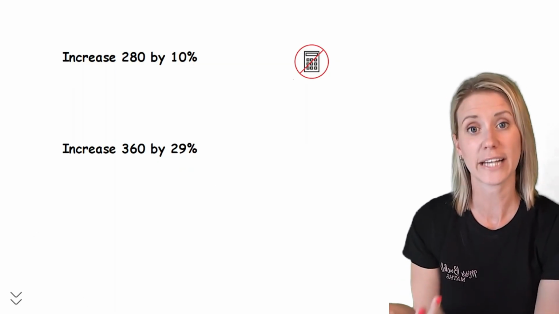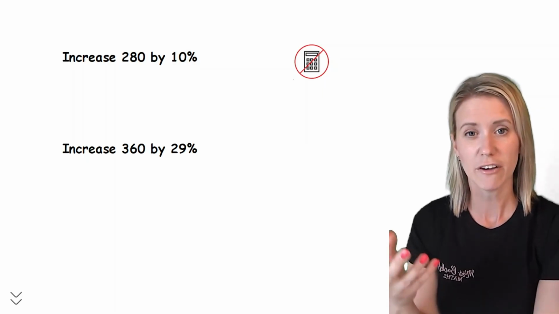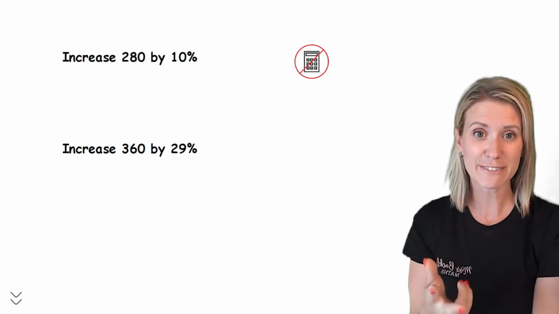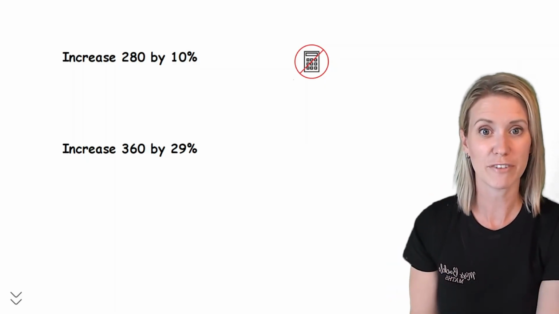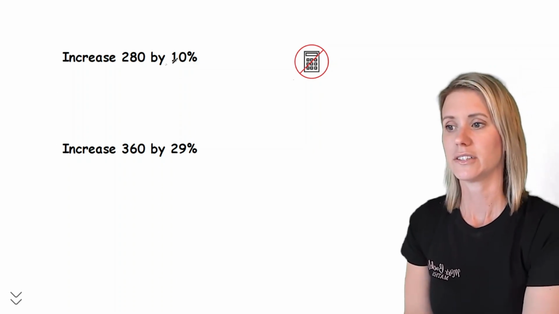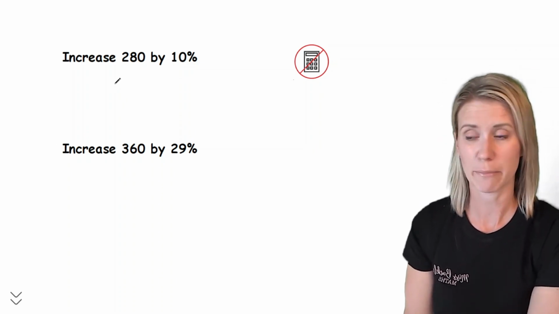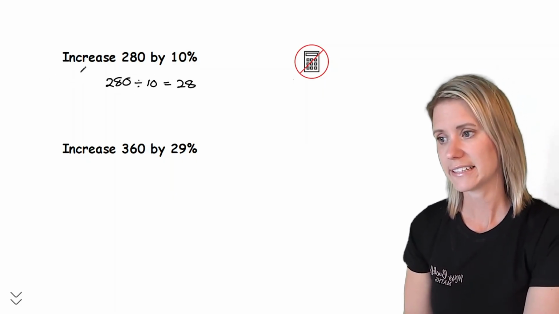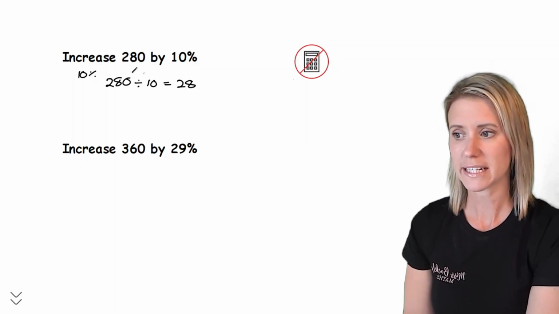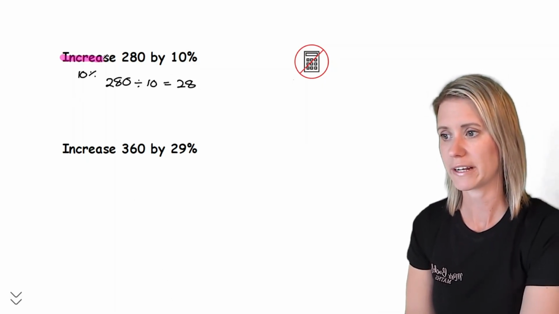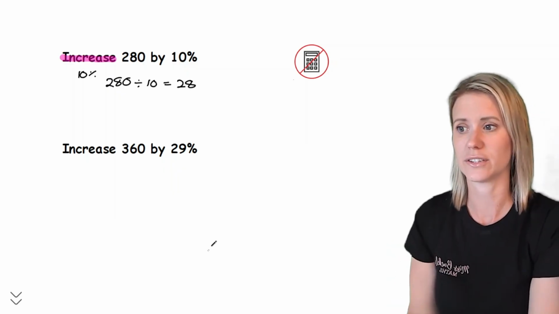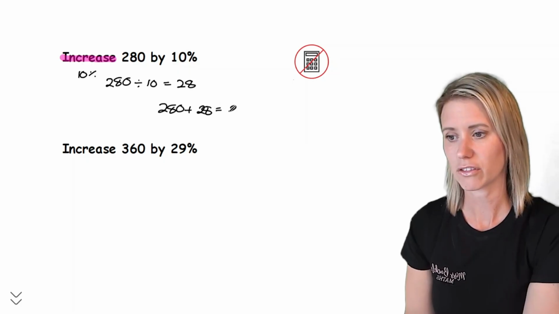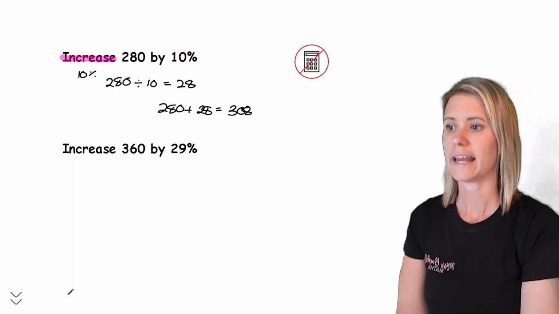So increase 280 by 10%. These are non-calculator questions. First of all, please make sure you're aware of how to find the different values like 10%, 50%, 25% and 1%, which are all covered in a separate video on percentages of amounts. So 10% of 280: to find 10%, we're dividing it by 10. 280 divided by 10 is equal to 28, and that is our 10% of the number. We've been asked to increase. Increase is going up, we're adding it on. 280 plus 28 gives us 308.